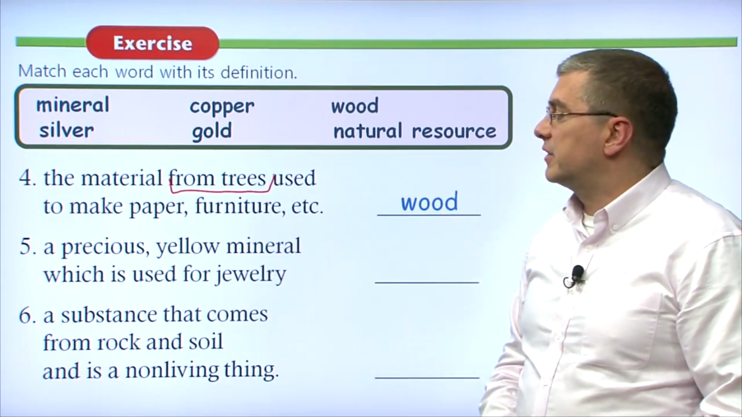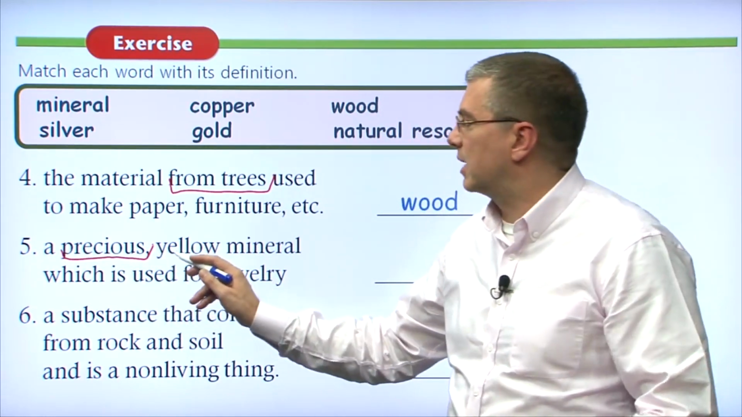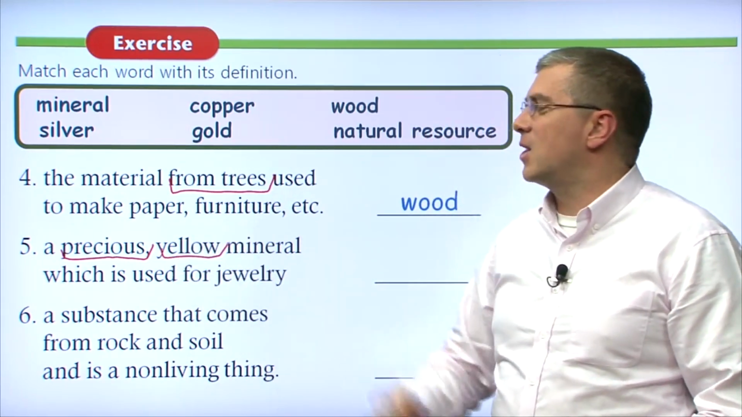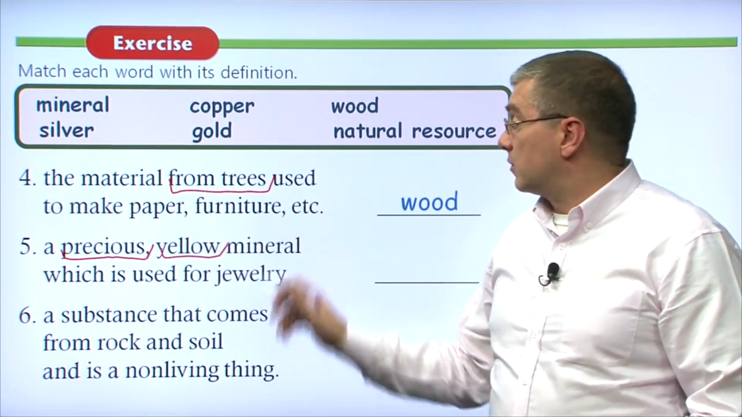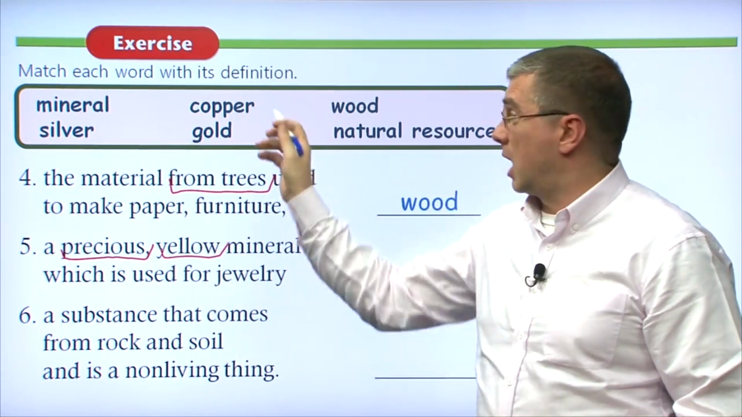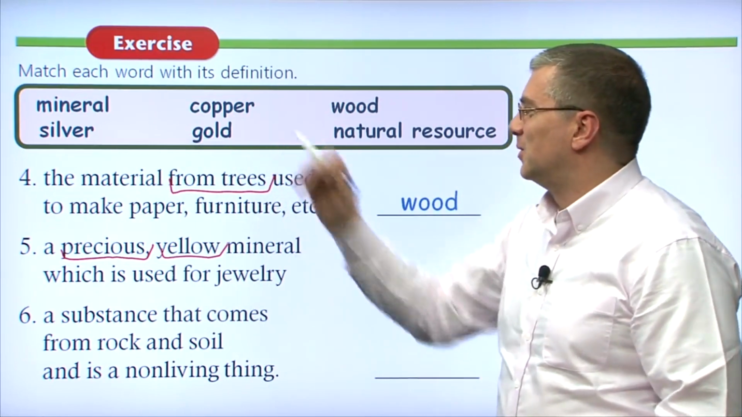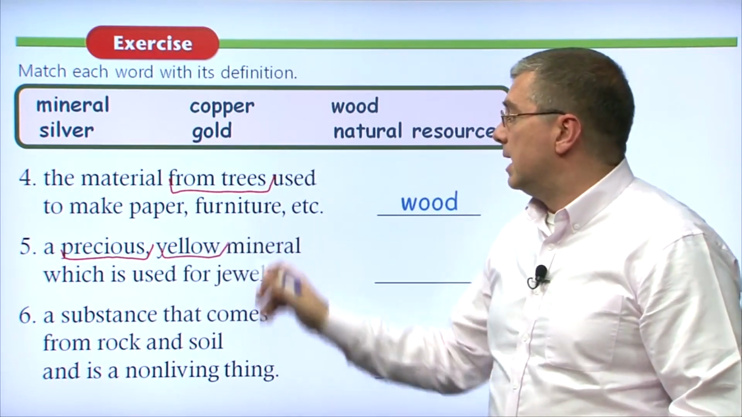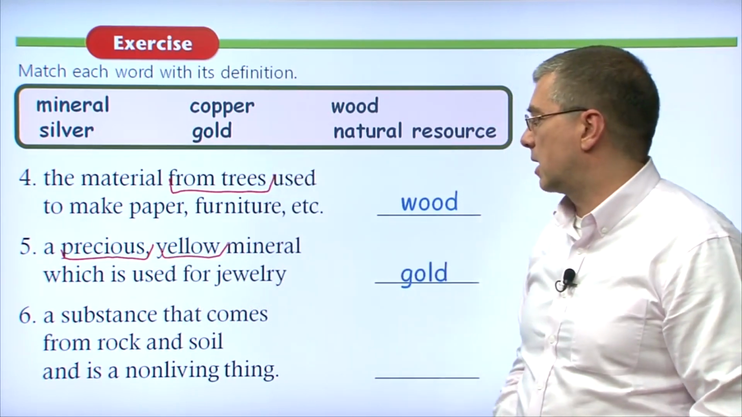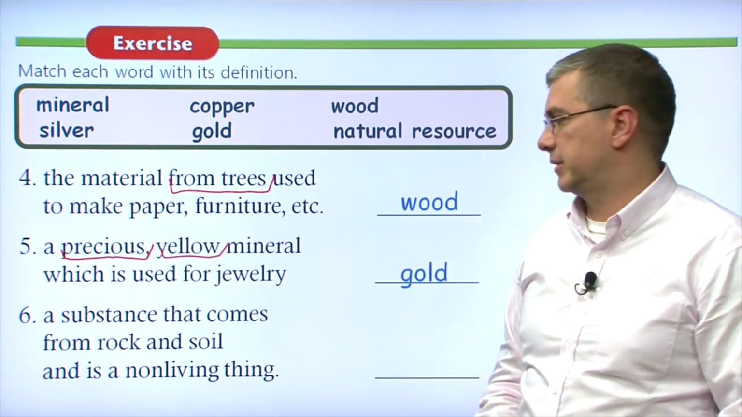5, a precious, we have 2 keywords here, precious, and also yellow, so we have a precious yellow mineral. Of course our keyword is yellow, because we're talking about mineral. Remember, copper, gold, and silver are all minerals. Silver is precious, true. Copper is precious, but gold is the most precious, right? Gold is the most expensive, and it's also yellow. Mineral used for making jewelry. Of course, we're talking about gold. It gives it away by yellow and also by precious. Gold is the most precious.